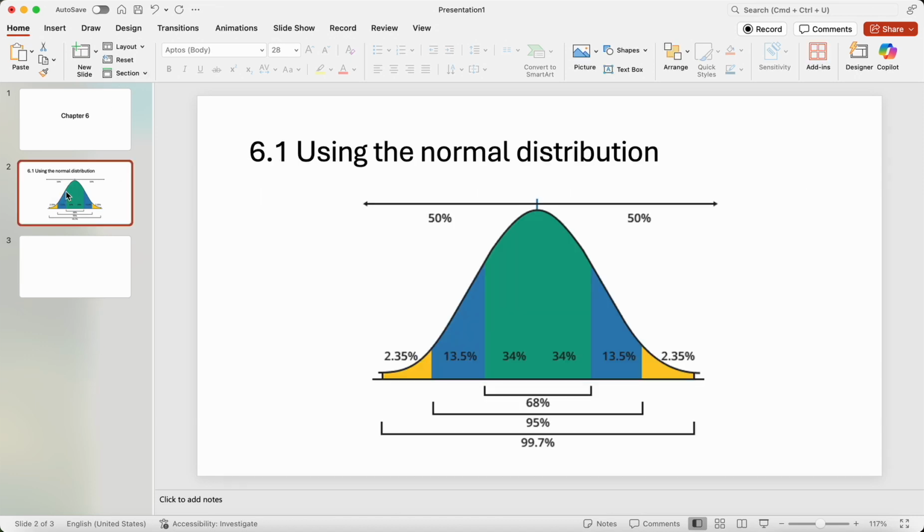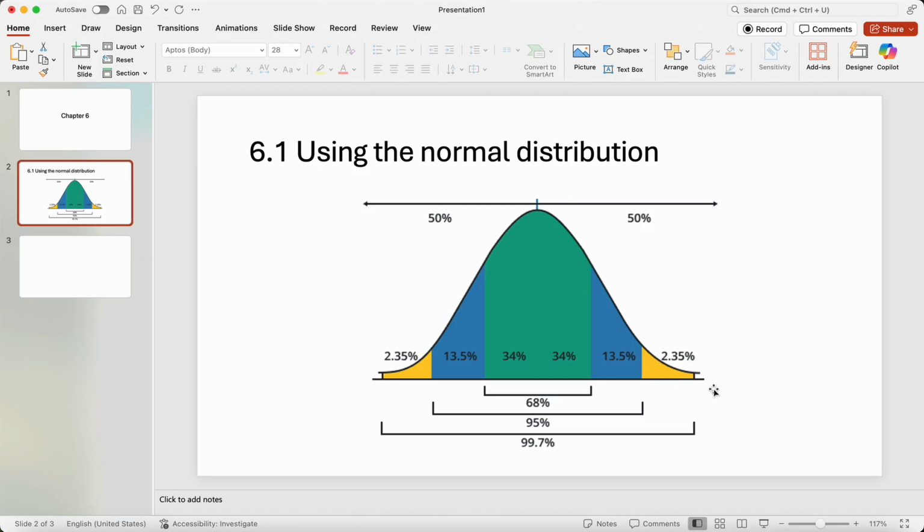Alright everyone, so here we are for the Chapter 6 material. The main thing in Chapter 6 is we're going to start using the normal distribution more so than just what we learned with the empirical rule, but it's a good idea just to see the empirical rule to start. So this is the normal curve.